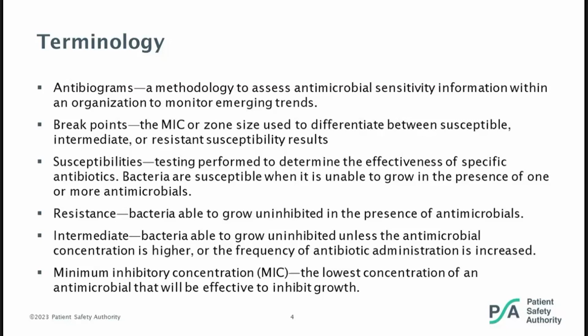Again, we want to discuss minimum inhibitory concentration, and this is the lowest concentration of an antimicrobial that will be effective to inhibit growth. The numeric value is in micrograms per milliliter of an antibiotic that inhibits the growth of a strain of bacteria. Next to the MIC is a susceptibility interpretation: sensitive, intermediate, or resistant.